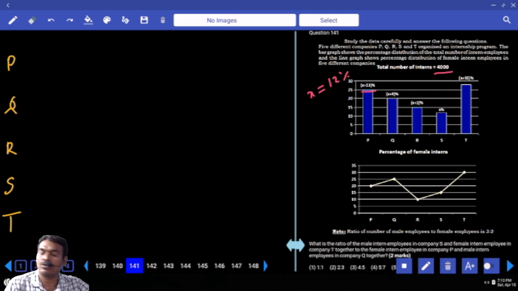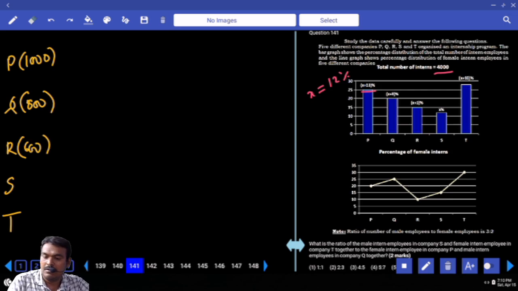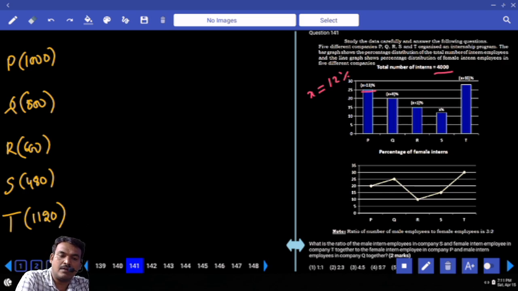25% of which one? 4000. What is 25% of 4000? 1000. P total value is 1000. Next, Q total value 20%. 20% means 800. R 15%, which means 600. Next, T 12%, which means 480. T value 12 plus 16, 28. 28% of 4000 is 1120. Again we require the female value and male value.